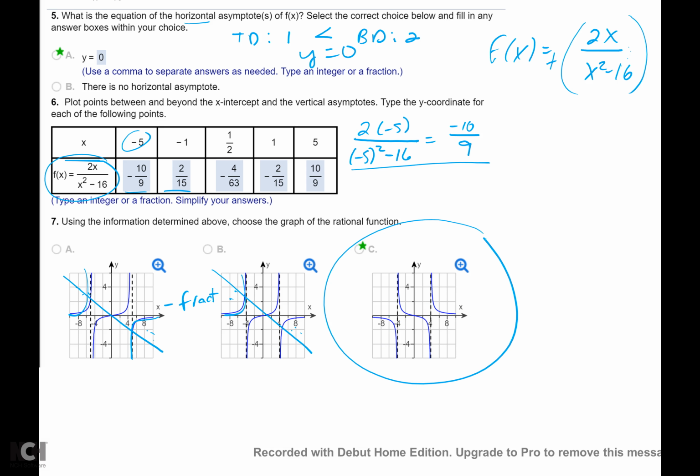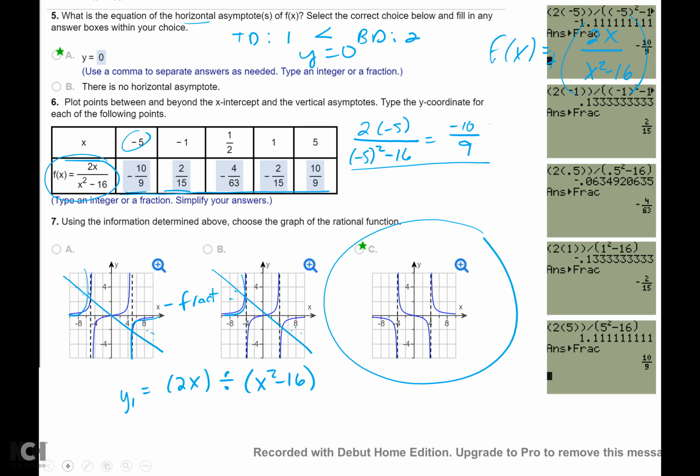Okay? And again, with the technology that we have, other than on your quarter benchmark, for my test, you just type this in the calculator. Next to y1, you would type parentheses 2x parentheses divided by parentheses x squared minus 16 and graph it. Okay? But let me show you on the calculator how you can type these in so you don't have to do the math by hand and freak out. Alright? See how I typed? You've got to be really careful. It's hard to read the top ones because they didn't all fit because of the negatives.